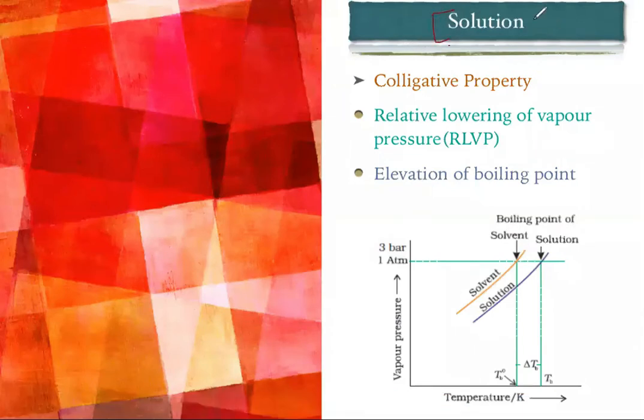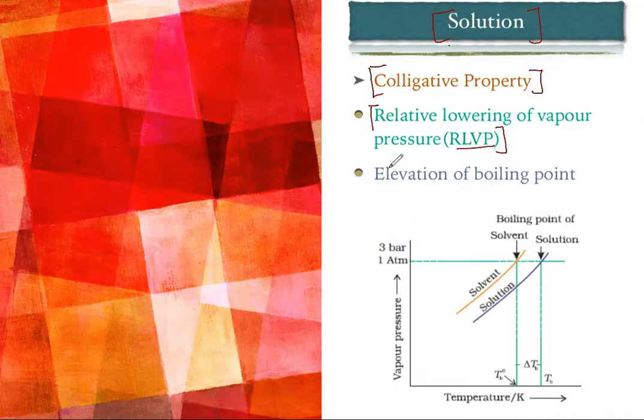In this video lecture, we are going to continue the solution. The subtopics that we are going to discuss: first one is the colligative property. Next, we'll discuss the relative lowering of vapor pressure, that is known as RLVP. Next, we'll discuss the elevation of boiling point.